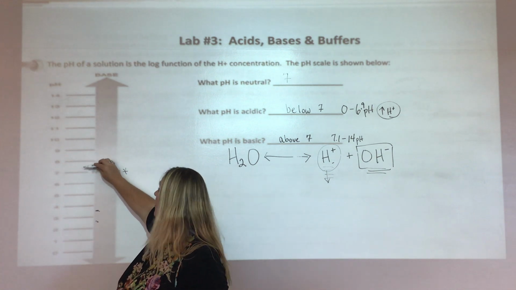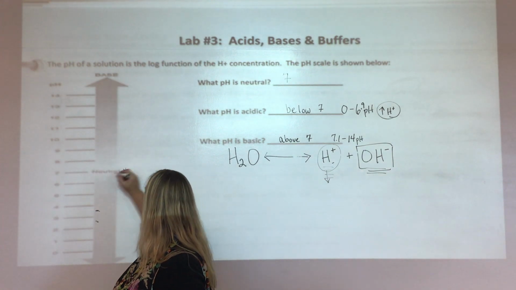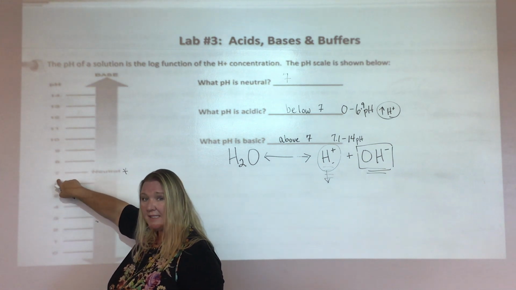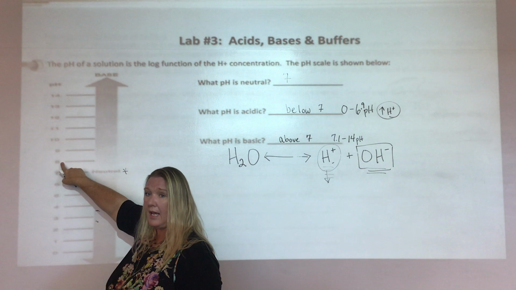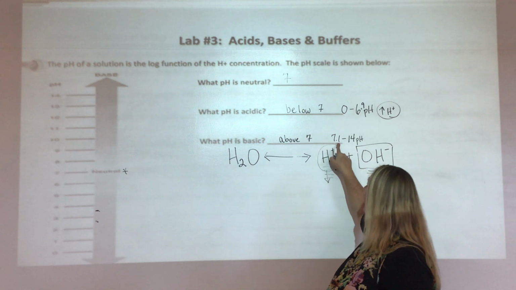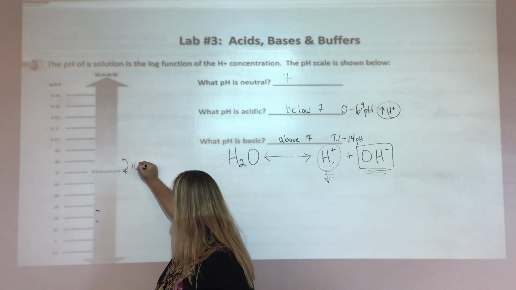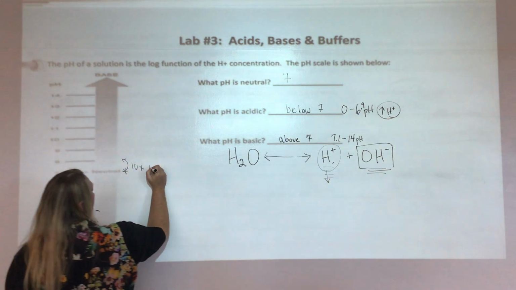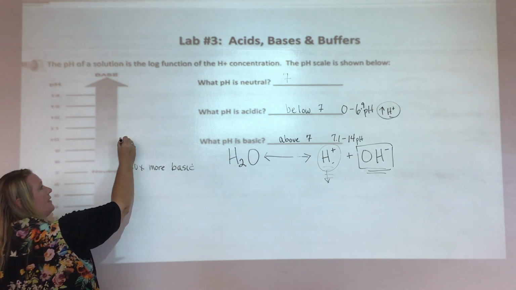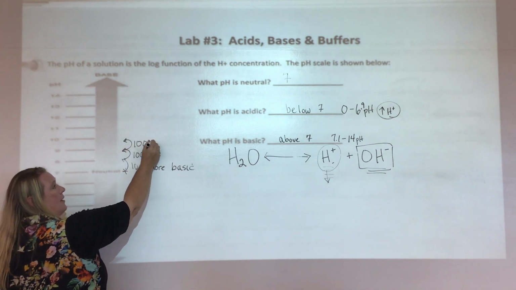Each time you move from one pH value to the next, you're increasing that 10 times. So if 7 is neutral and I move to 8, going from 7 to 8 pH, that is 10 times more basic because I'm moving to a higher number, above 7. And 10 times again, and 10 times again. So this would be 100 times more, and 1,000 times more.